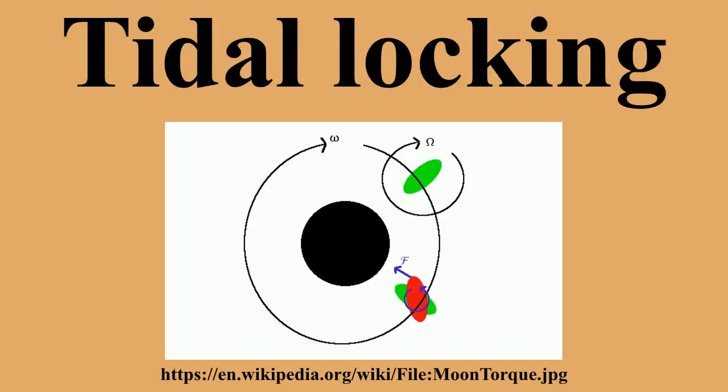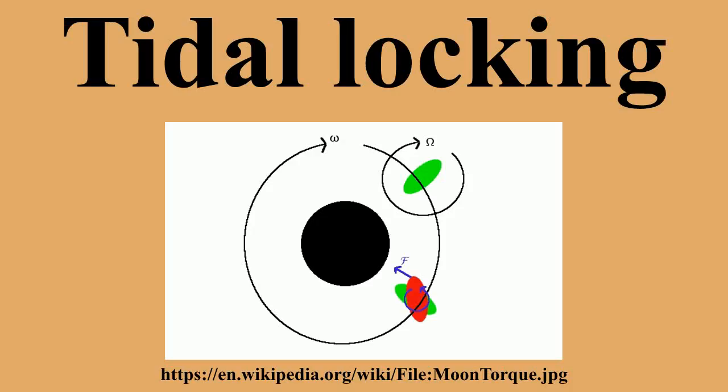Tidal locking occurs when, over the course of an orbit, there is no net transfer of angular momentum between an astronomical body and its gravitational partner. This state can result from the gravitational gradient between two co-orbiting bodies acting over a sufficiently long period of time.